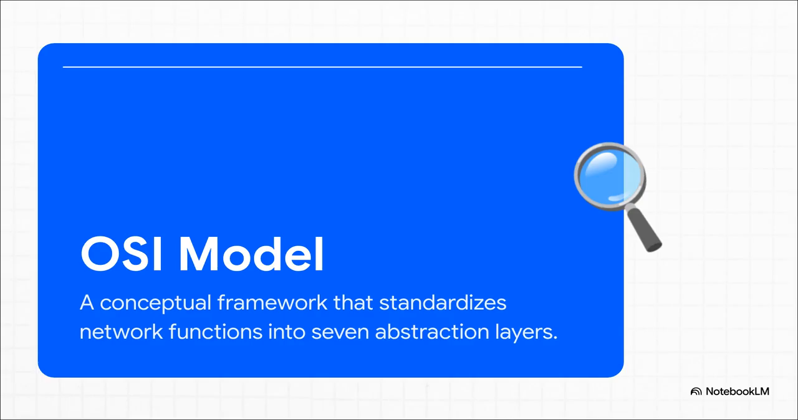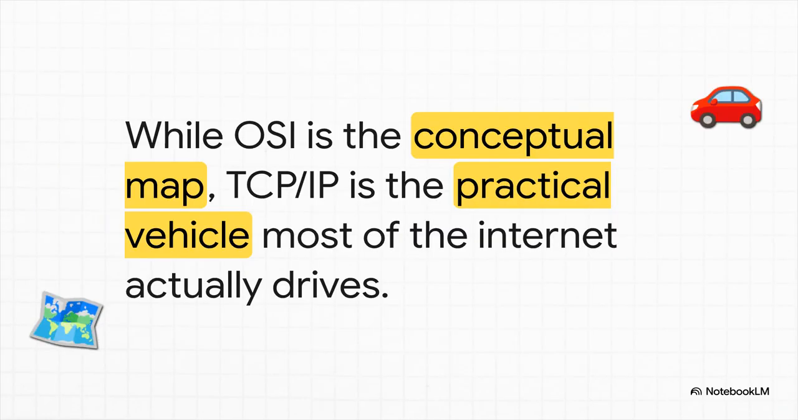You've got the physical cables down in the basement and the app you're actually touching and using on the top floor. The OSI model just gives us a clear way to talk about every single step in that process. It's really the fundamental blueprint for how networks talk to each other. But here's a key distinction. While the OSI model is the perfect official map, it's not actually the car that's doing the driving.